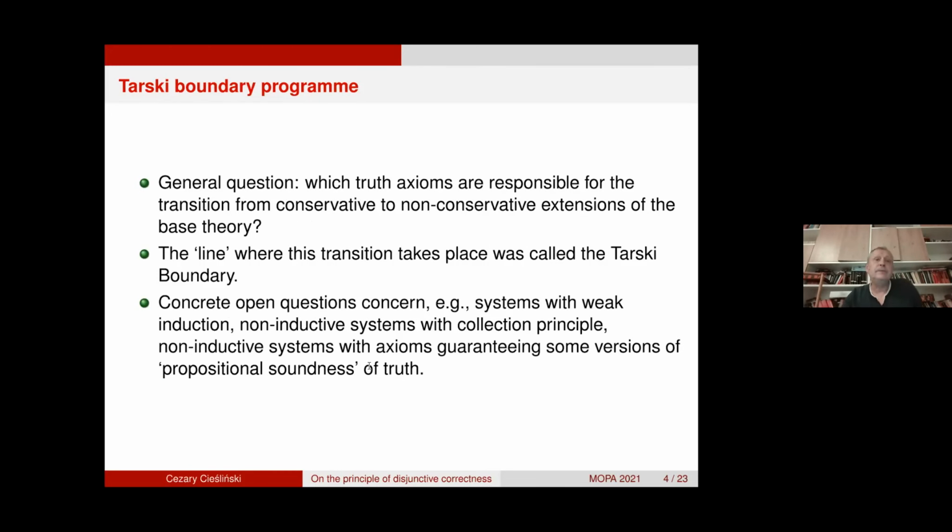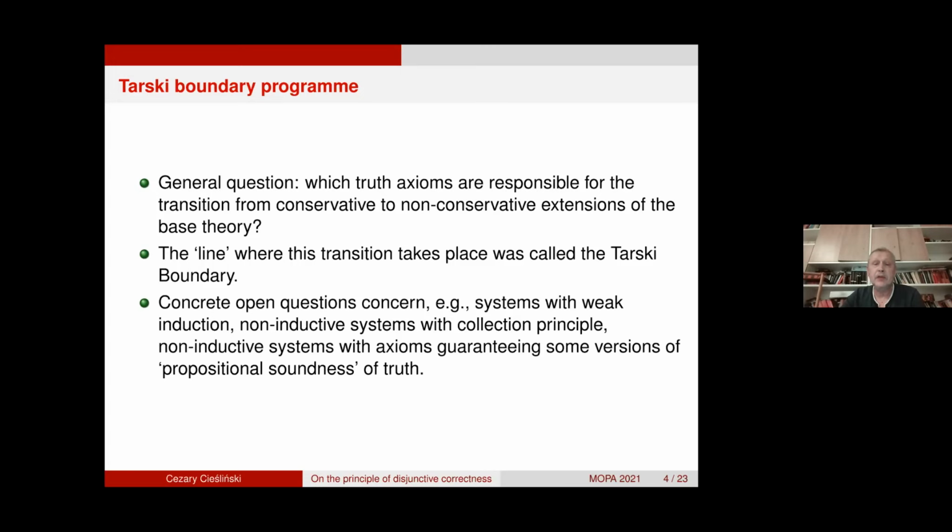Now, what our group in Warsaw does, one of the avenues of research is what we call the Tarski boundary program. In this program, the general question is which truth axioms are responsible for the transition from conservative to non-conservative extensions of the base theory. And this line is called the Tarski boundary, and there are concrete problems still open in this area.